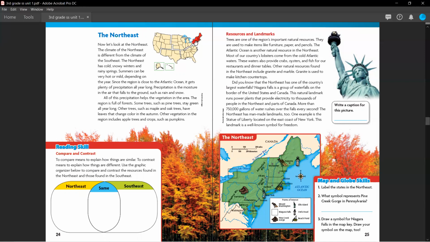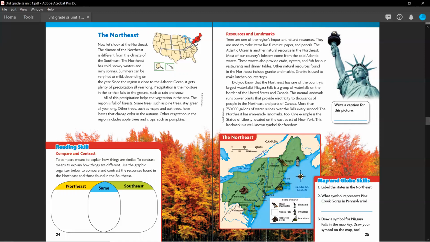Precipitation is the moisture in the air that falls to the ground, such as rain or snow. So whenever we're talking about precipitation, we're talking about something coming down from the sky to the earth, where we're talking about rain or snow or hail. Any form of rain or water or liquid that's coming down to the earth is called precipitation.